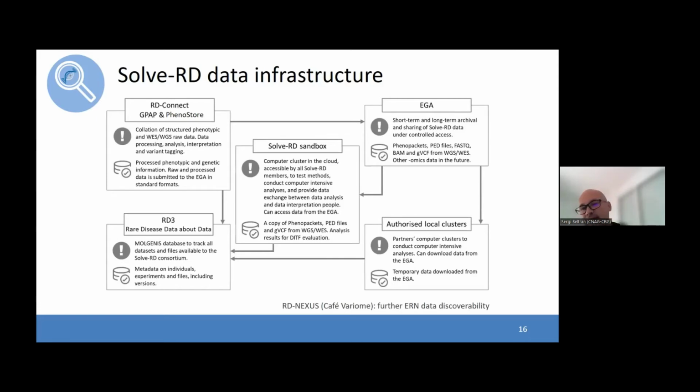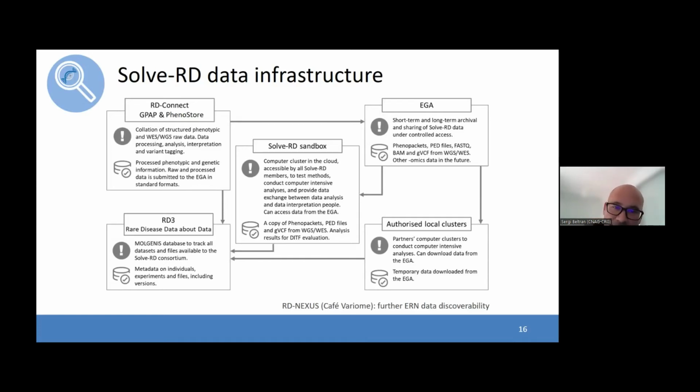So all the data, the raw data, the processed data, so the BCFs, together with the phenopackets, the PET files, and so on, goes to the EGA for further sharing in the future, internally in the project now, and also in the future once the project is over with the overall community through controlled access mechanisms. But also the data is available through the RDConnect GPAP.